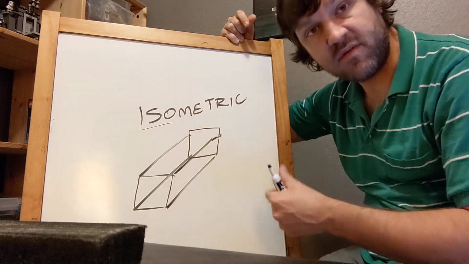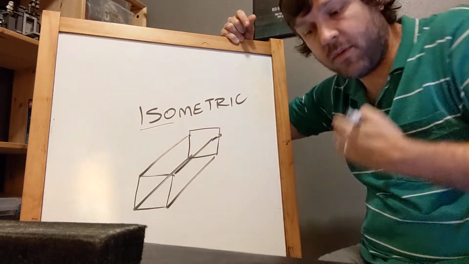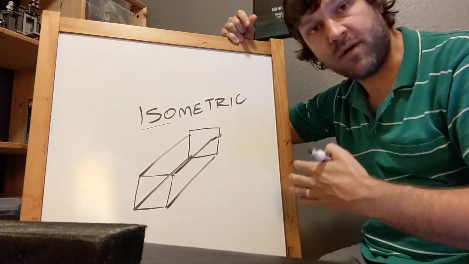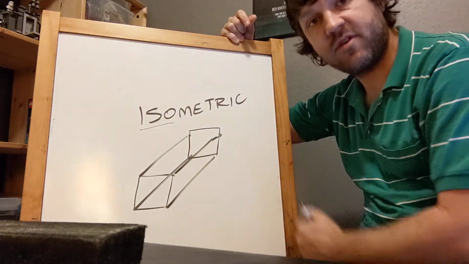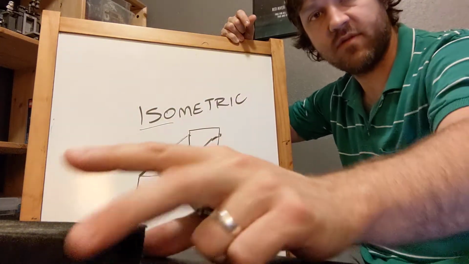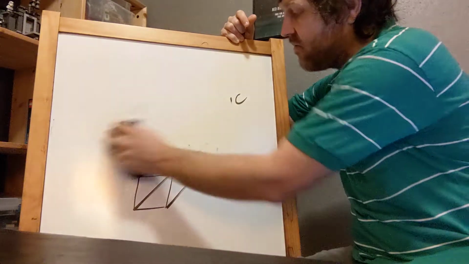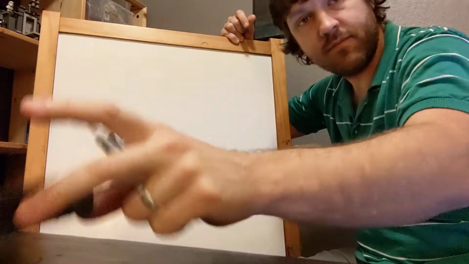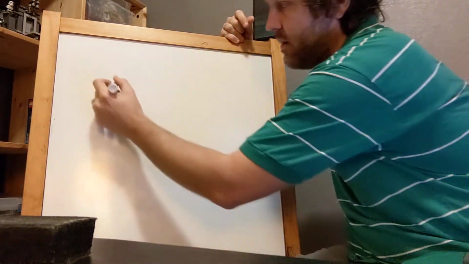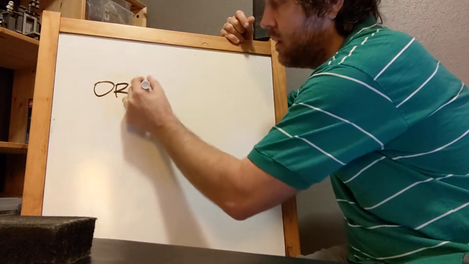So again, perspective means that it's from your perspective. Things that are closer are bigger than things that are further away. Isometric means there's no difference between those. And then the last type of three-dimensional drawing that you need to be aware of is called orthographic. Write that down. Orthographic.